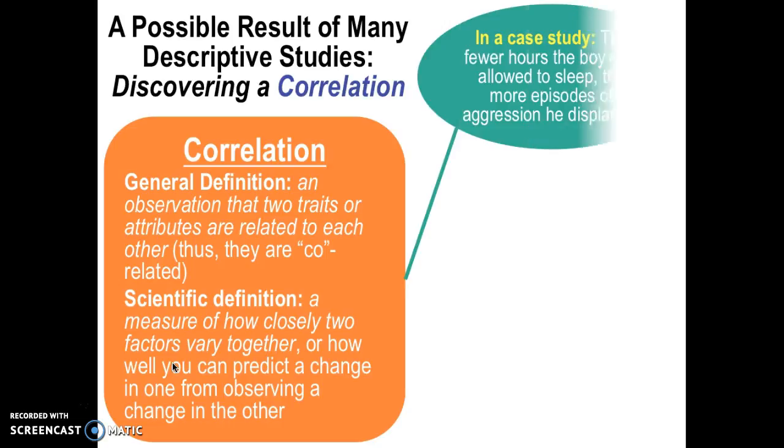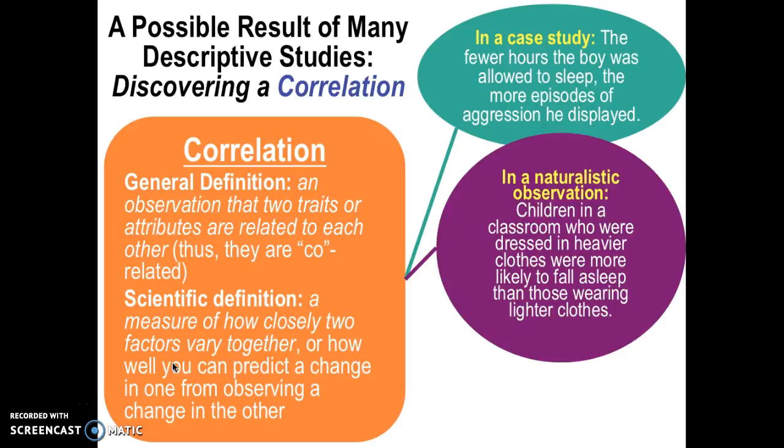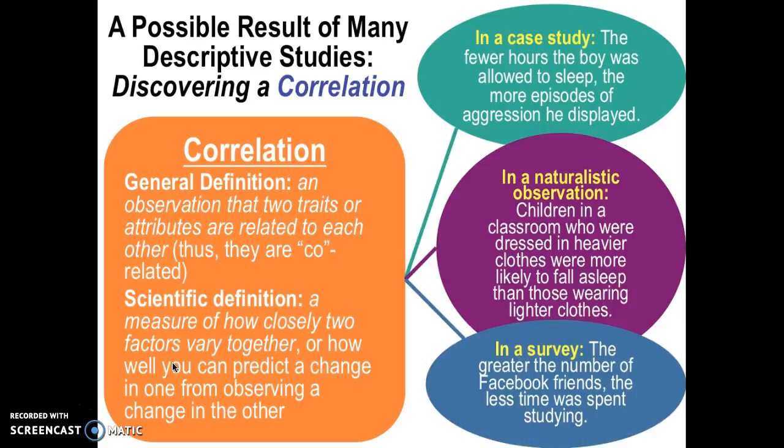In a case study, this could be the fewer hours the boy was allowed to sleep, the more episodes of aggression he displayed. So the less sleep the boy got, the more aggression he had. In an observational study, this would be displayed as children in a classroom who were dressed in heavier clothes were more likely to fall asleep than those wearing lighter clothes. Duh, they were hotter. When you're warm, you fall asleep more. So we know, correlation. And in the survey, the greater the number of Facebook friends, the less time was spent studying. So these are examples of correlations in the three descriptive methods that we just discussed.